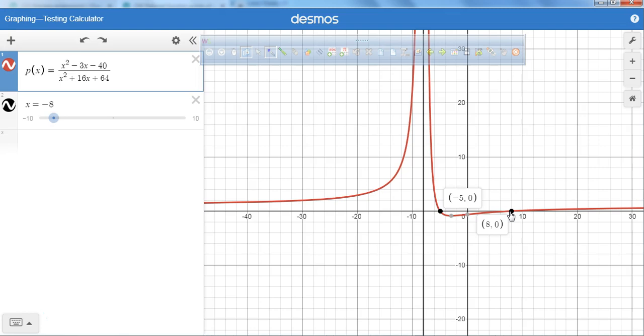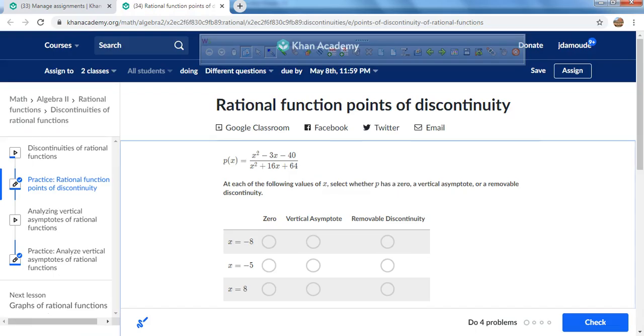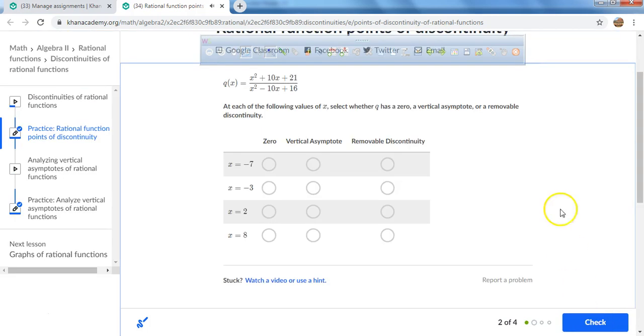That gives me a little bit of confidence that I did everything correctly. So we had a vertical asymptote at negative 8, a 0 at negative 5, and another 0 at positive 8. Okay, let's take a look at the next one.